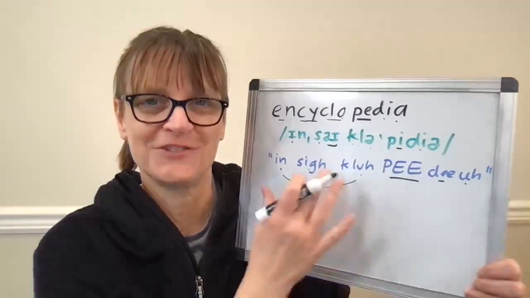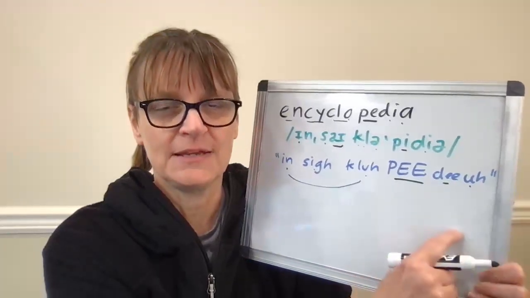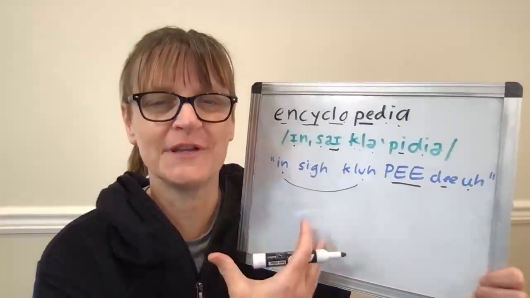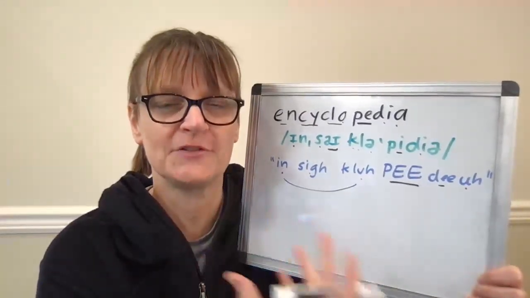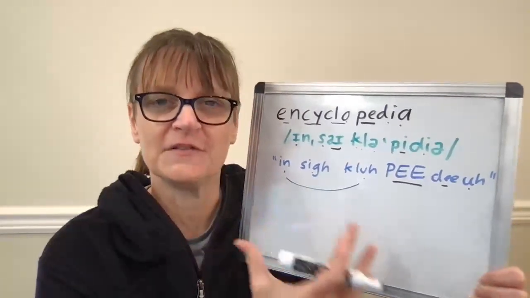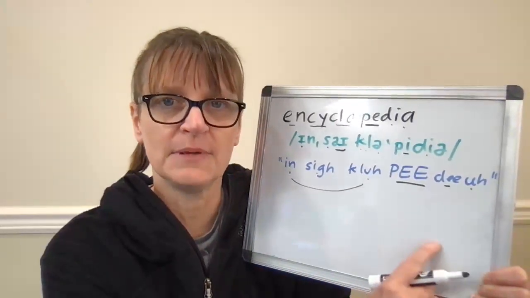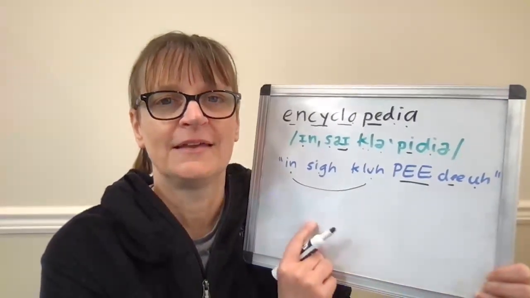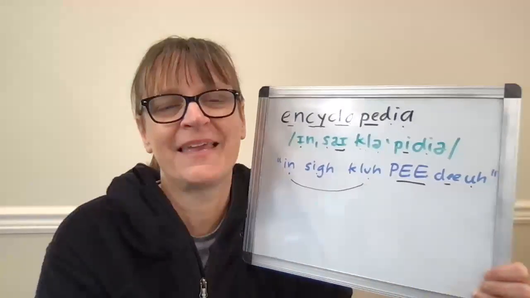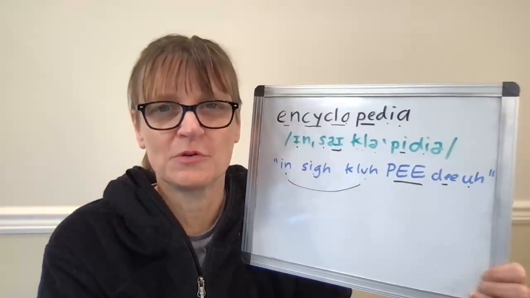I always recommend starting on that stressed syllable and building from there. That would sound like pedia, encyclopedia. You can also go slowly, syllable by syllable, and speed up as you go. Just want to maintain the correct vowels and the rhythm relative to each other. So if I do it that way, it's going to sound like encyclopedia, encyclopedia, encyclopedia.